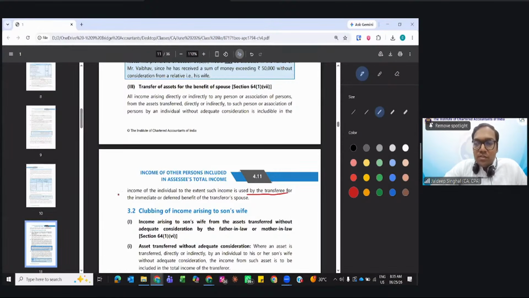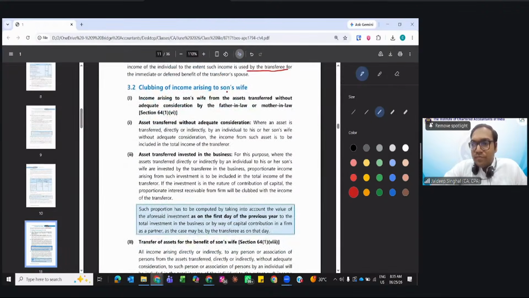Let's go to the next concept. Son's wife. Next is the concept of son's wife. The concept is the same, the calculations are the same. Income arising to son's wife from the assets transferred without adequate consideration by father-in-law or mother-in-law. If father-in-law or mother-in-law is transferring to the son's wife without adequate consideration, clubbing will apply.